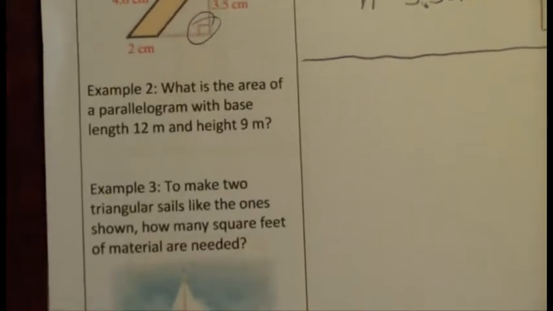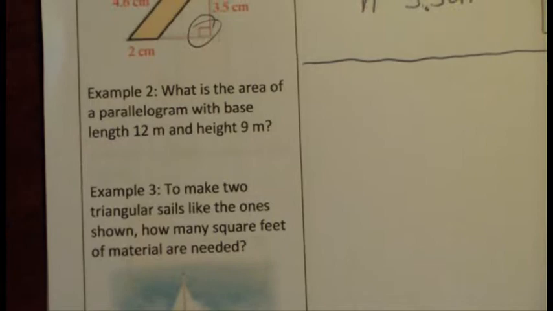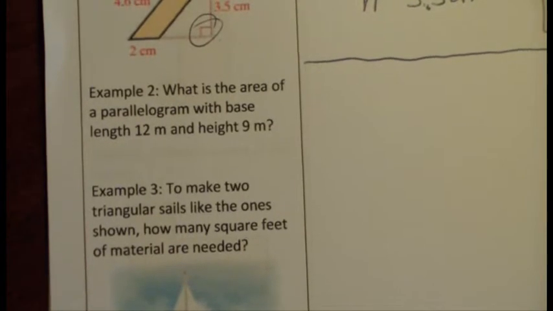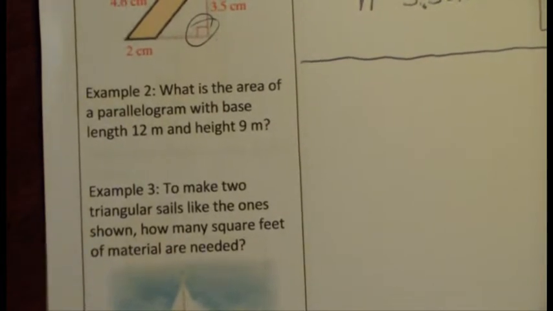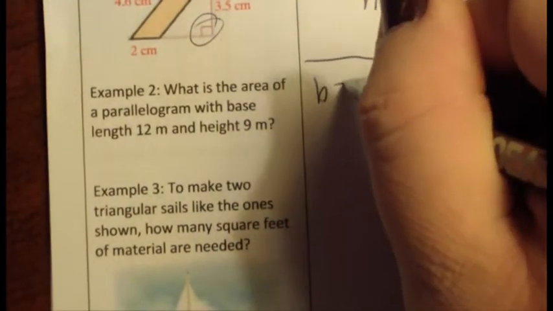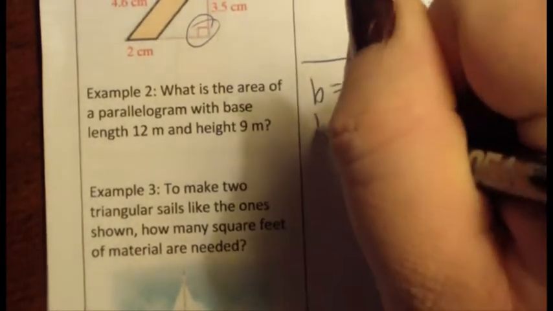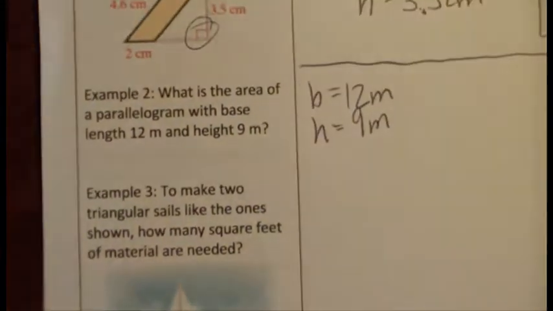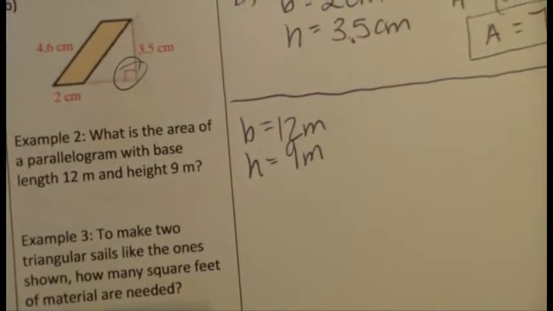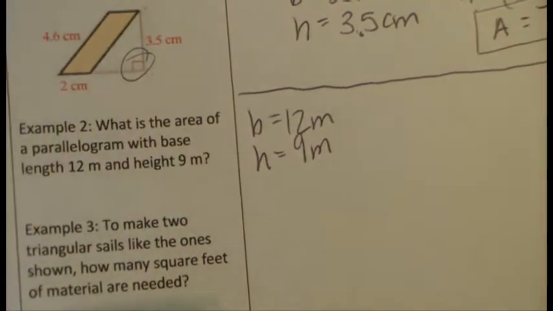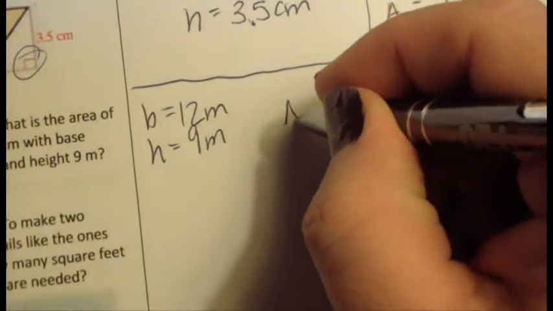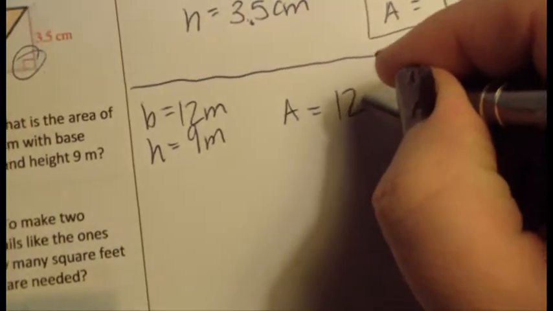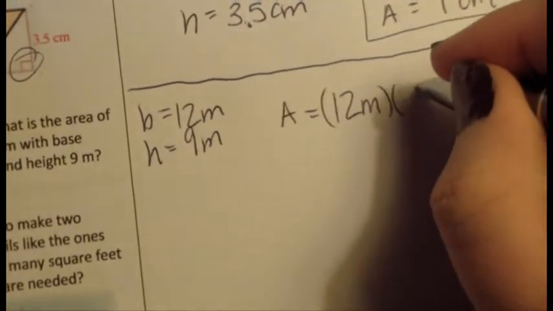All right, example 2. What is the area of a parallelogram with base length 12 meters and height 9 meters? All right, so we know our base is 12 meters, our height is 9 meters, and so all we do is multiply them to get our area. So area is 12 meters times 9 meters.